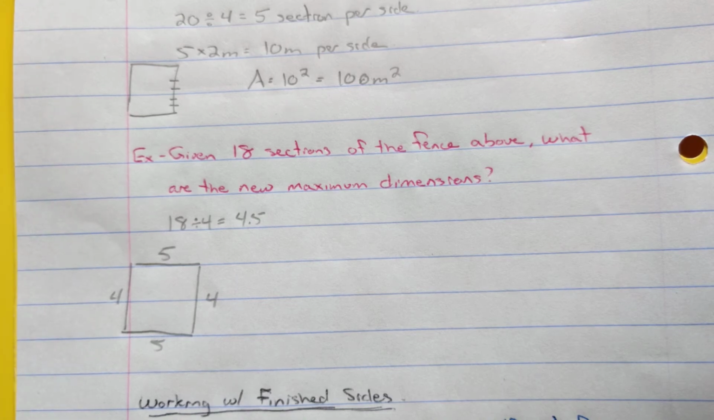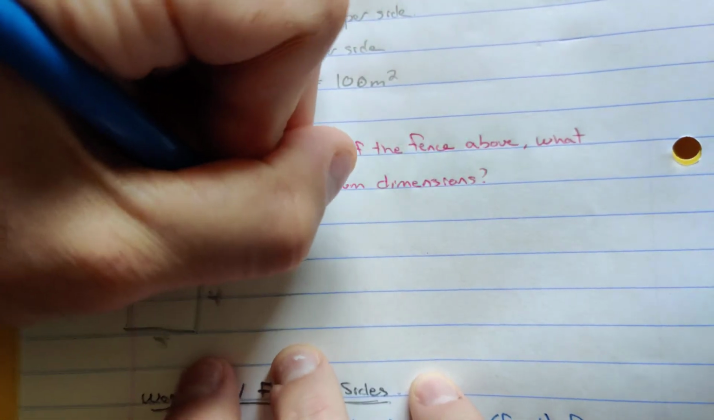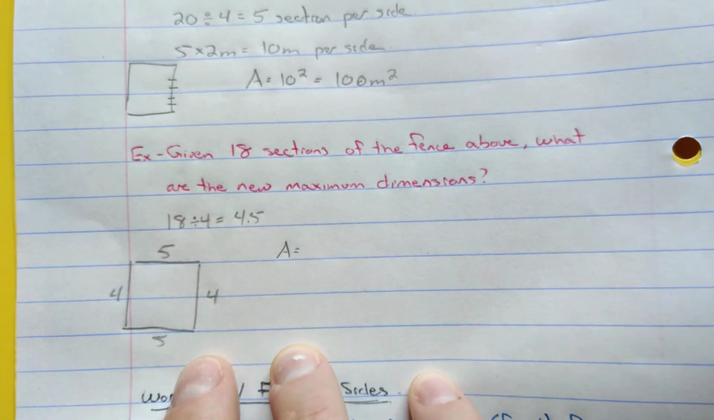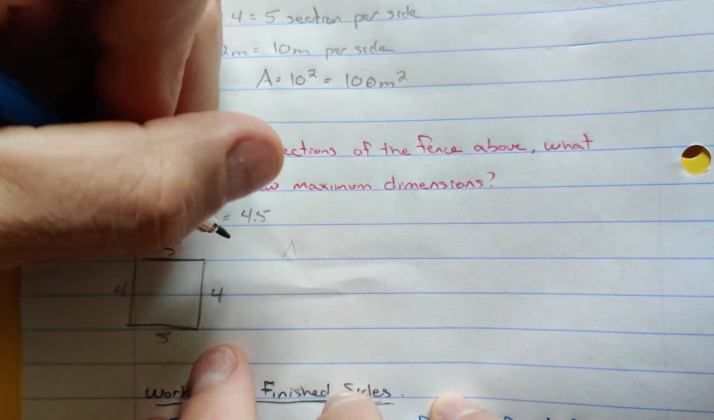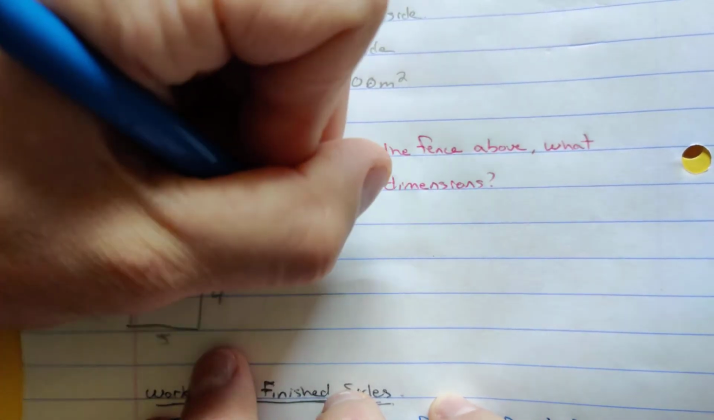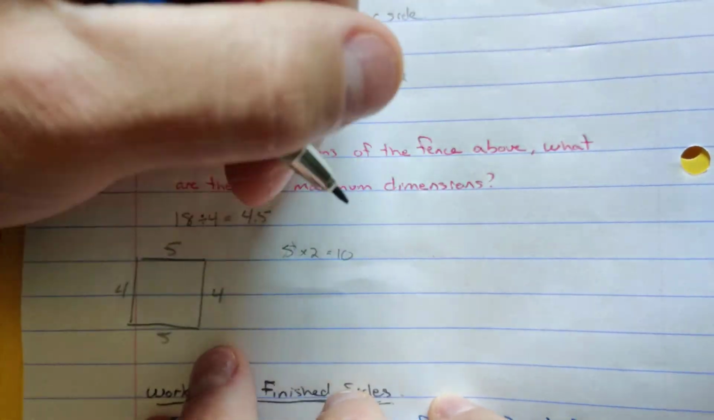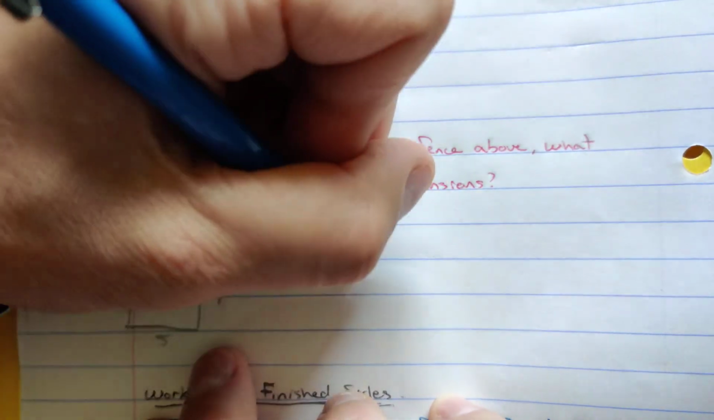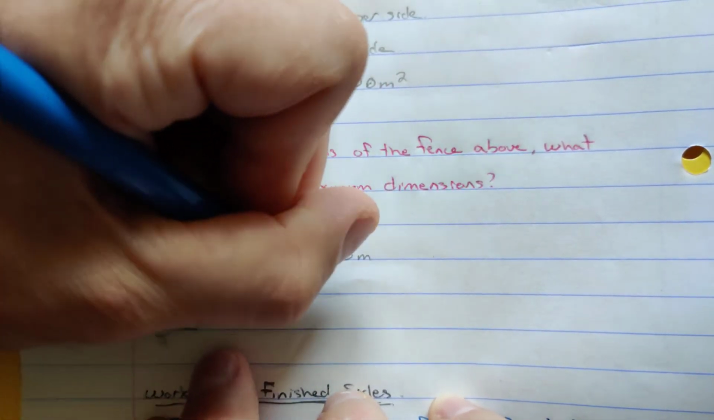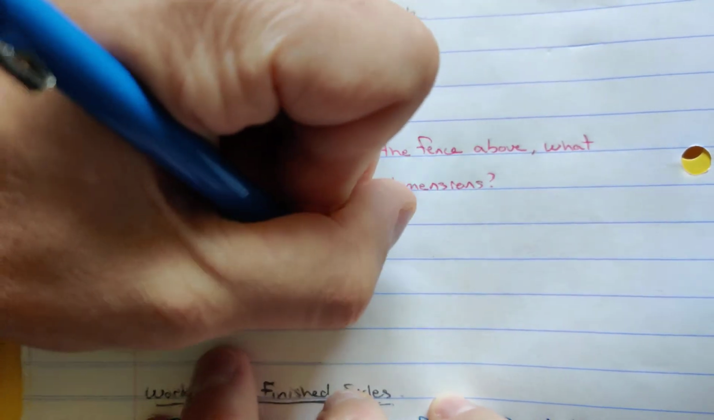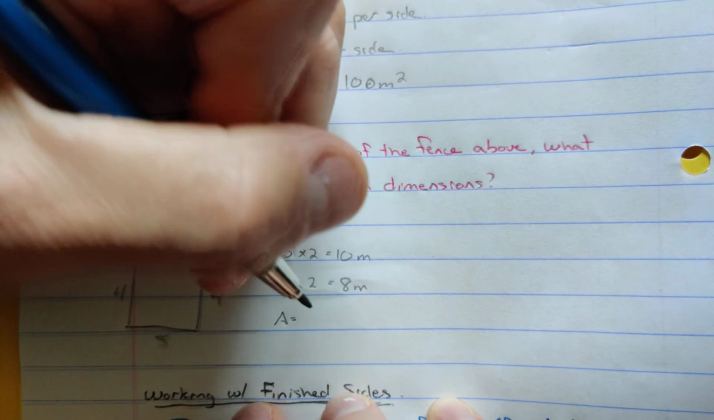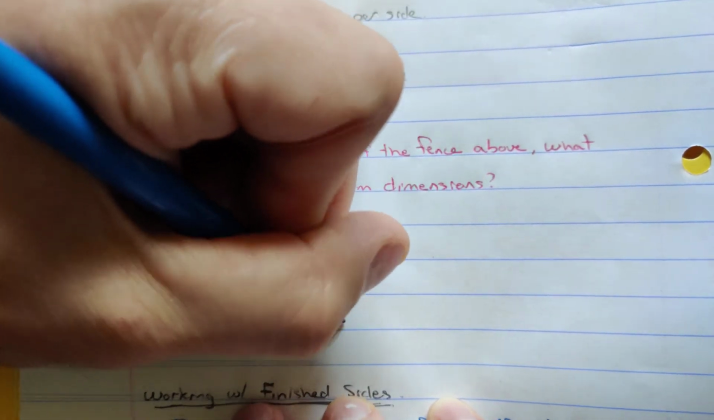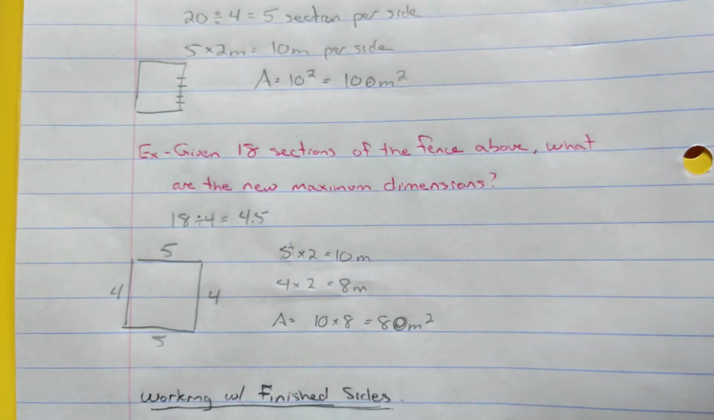So we do 5 times 4 for our area. So our side lengths are going to be 5 times 2, which is 10 meters, and 4 times 2, which is going to give us 8 meters. So our area is going to be 10 times 8, or 80 meters squared.